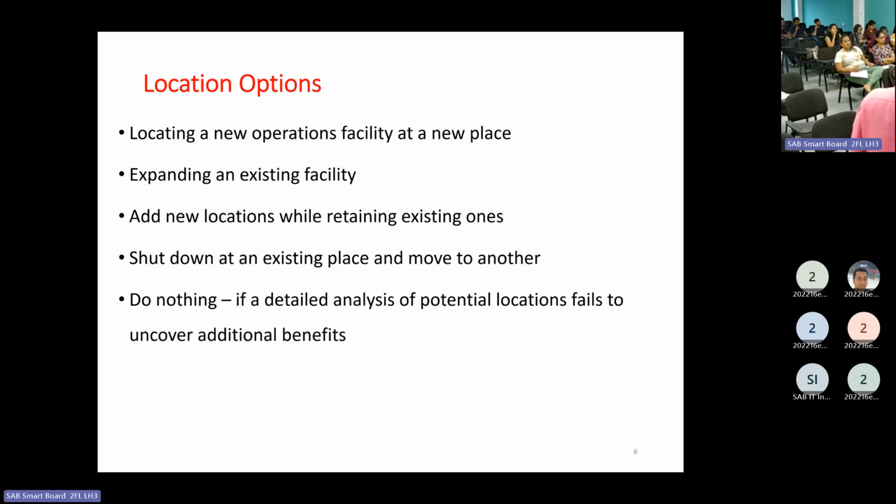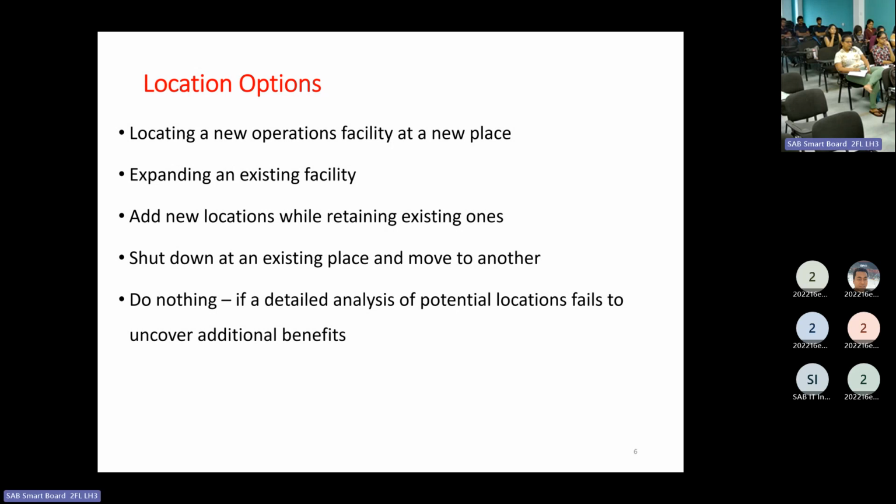Go through it, you will understand it. Sometimes, especially for new factories, new facilities, they will have to look for a new location, when the business is going to start for the first time. Sometimes for existing businesses, they will have to look for new places in order to expand the operation.